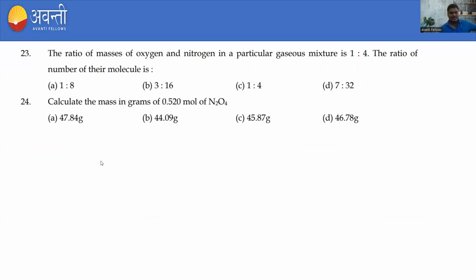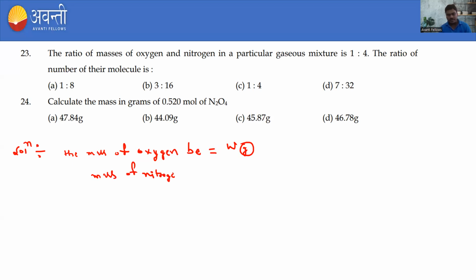Okay. So we know that, let us assume the mass of oxygen be W gram. So this is the mass of oxygen, which is equal to W gram. Therefore, the mass of nitrogen, what is the mass of nitrogen? Mass of nitrogen is equal to 4W gram because they are in the ratio 1:4.